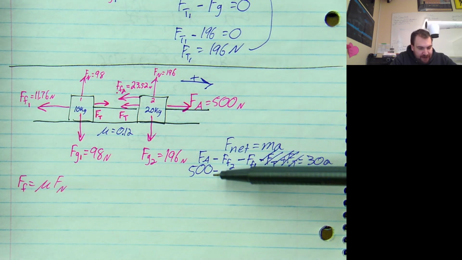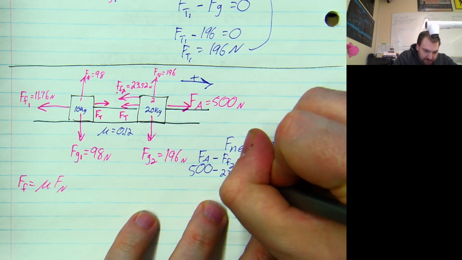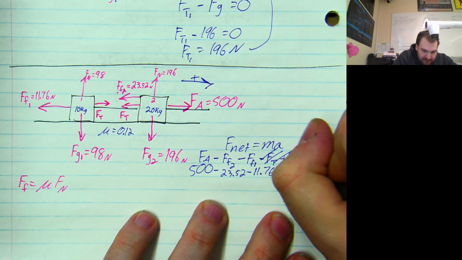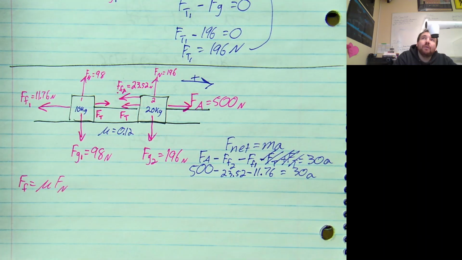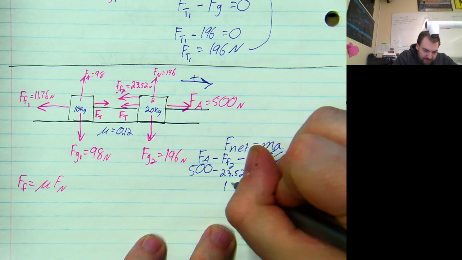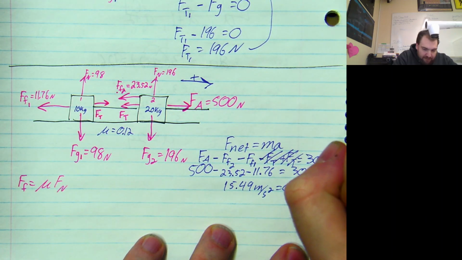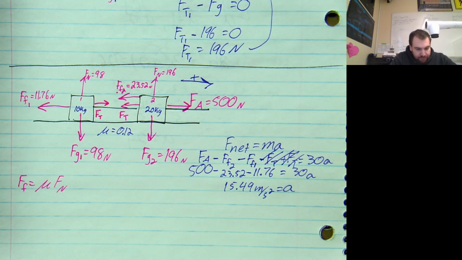So this is going to be 500 minus 23.52 minus 11.76 equals 30A. What's A? 15.49. 15.49 meters per second squared equals A. Cool. That's the acceleration of the system.